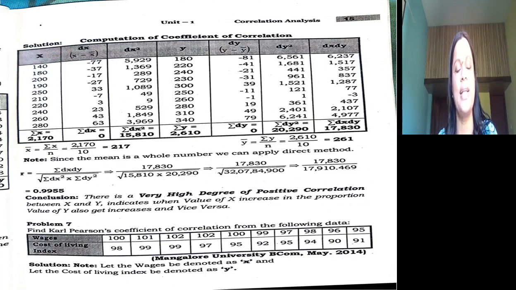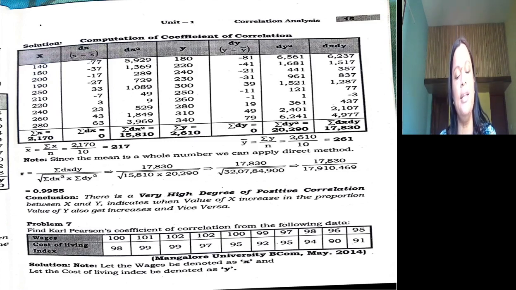They arrived at the answer 0.9955. It is almost equal to 1, but we cannot say there is perfect correlation, because then we should arrive at the answer 1. So we can write there is a high degree of correlation between x as well as y. So this is all about the fourth problem.